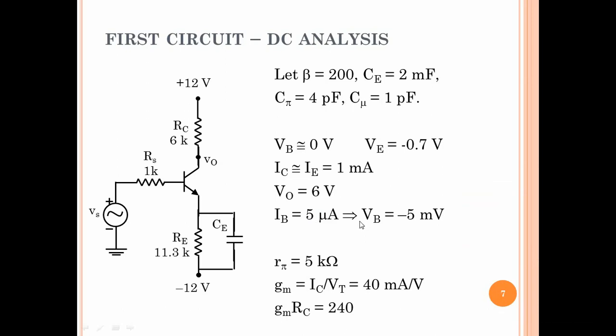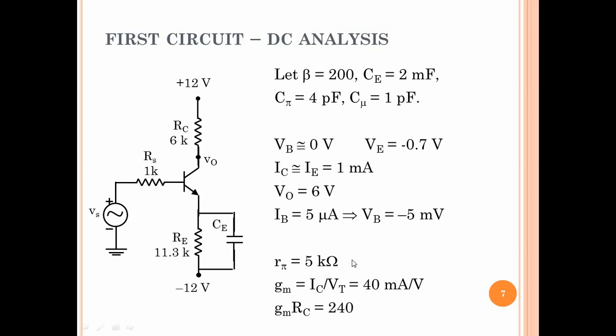For reference or future use, we find the AC quantities also. So R pi is VT over IB, 25 millivolts over 5 microamps, which is 5 kilo ohms. GM is IC over VT, 1 milliamp divided by 25 millivolts, which comes out to be 40 milliamps per volt. And GM RC, the product, is 240.